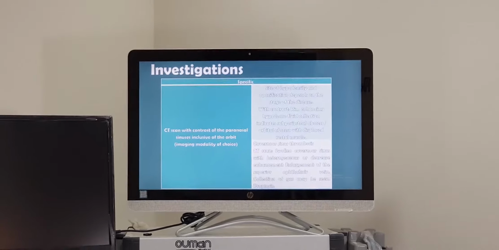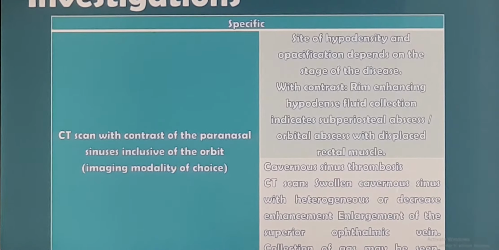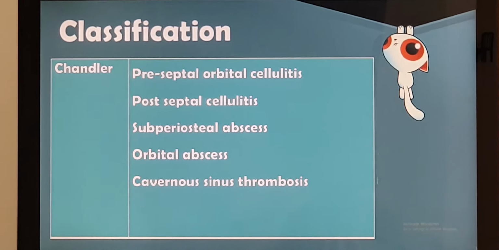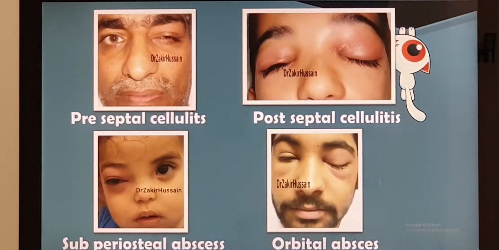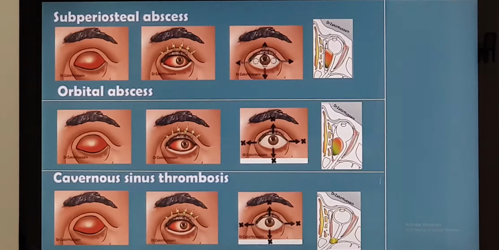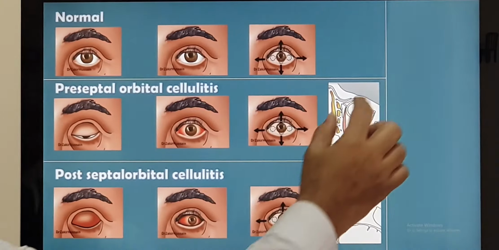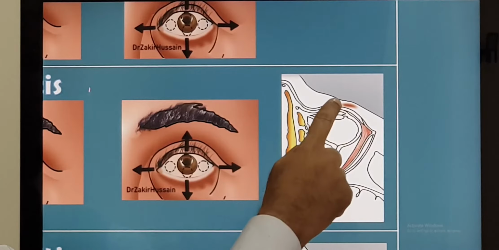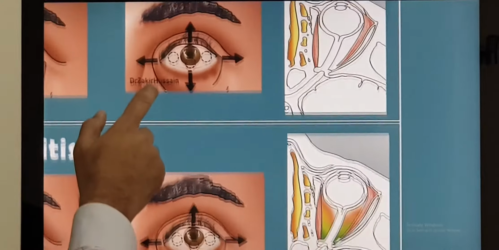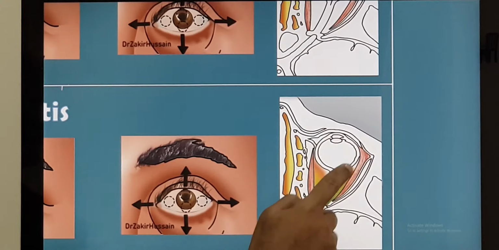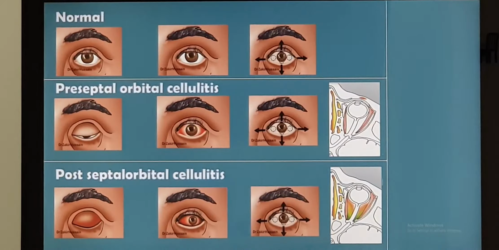The imaging modality of choice is going to be the CT scan. In case of preseptal cellulitis, the CT scan will show infection in front of the septum. If it is postseptal cellulitis, the CT scan is going to show that there is cellulitis inside the orbit, but there is no abscess formation.